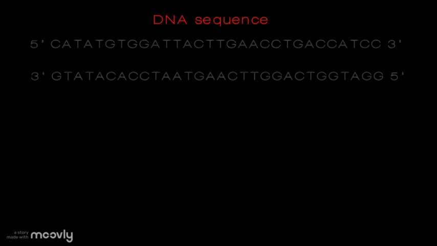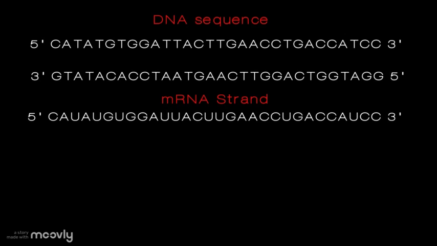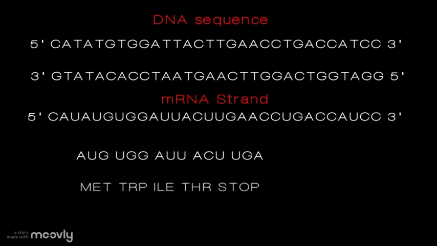Suppose you are given a sequence of DNA. The product of transcription is a strand of mRNA that includes uracil in place of thymine. Once you've transcribed the DNA sequence into mRNA, it can be translated into amino acids that then create a sequence that code for proteins. First, we need our start codon AUG, which codes for the amino acid MET. Then our amino acid sequence is TRP, ILE, THR, and then a stop codon UGA is reached.